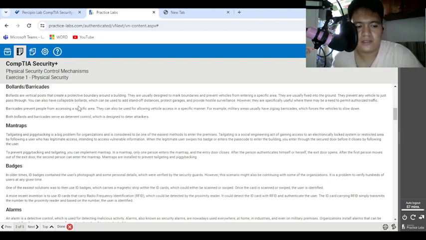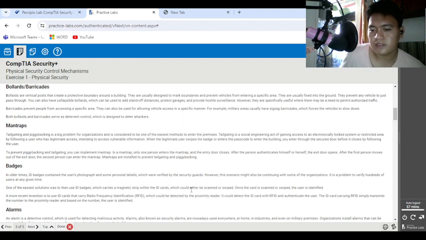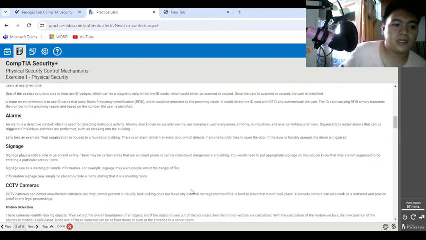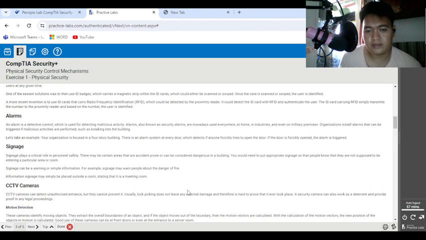Badges. ID badges contain the user's name and photograph and some personal details, which are verified by the security guards. However, a scenario might also be a problem for the organization, as it is hard to verify hundreds of users at any given time. An alarm is used for detecting malicious activity, also known as a security alarm, and is nowadays used everywhere: homes, industries, and other premises. Signage is critical, limiting certain areas that the organization wants to consider dangerous in the building.